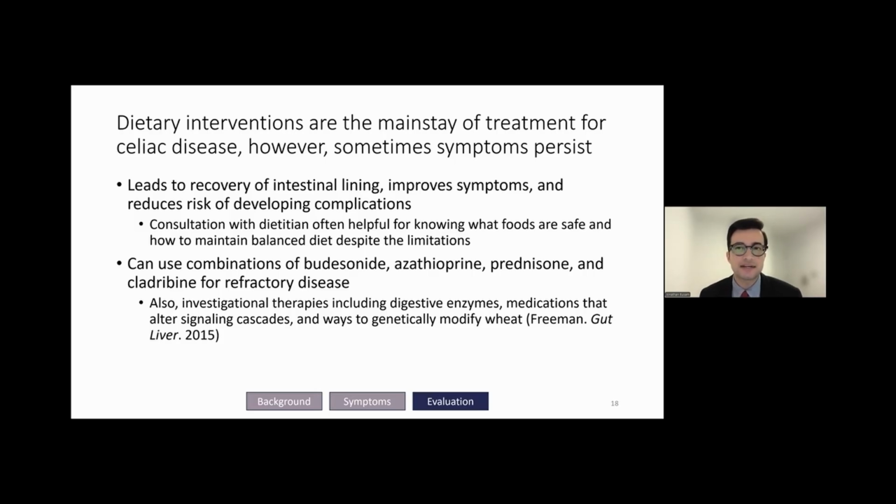All that being said, there are still several investigational therapies in the works. There are different digestive enzymes people are thinking about, other medications that alter the immune system, signaling pathways involved in disease. And then on the other side, people are thinking about even genetically modifying wheat to remove the gluten from it, to find ways that we can still consume a lot of these substances if we do have celiac disease without actually getting a lot of the side effects.